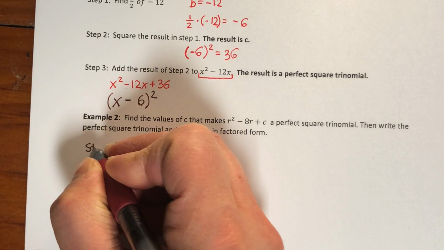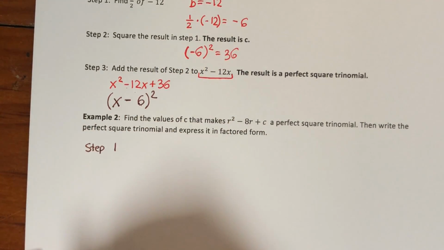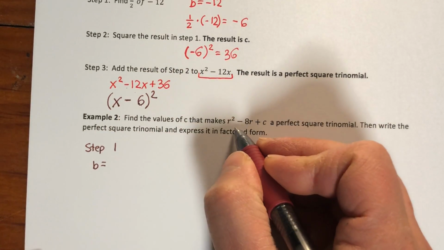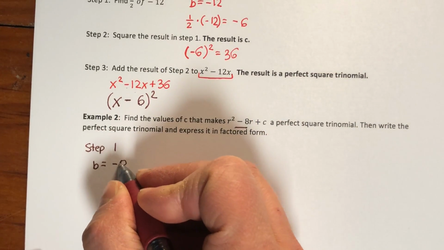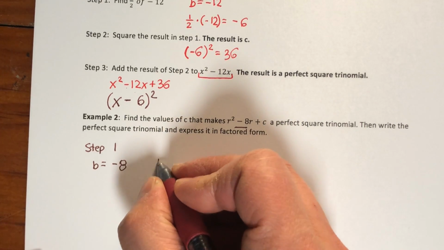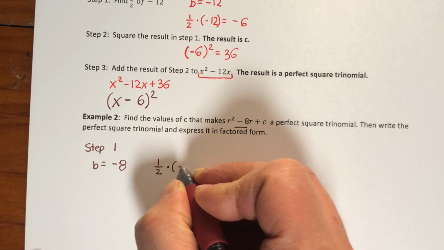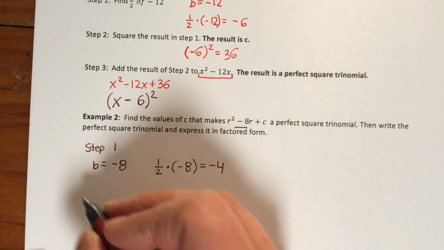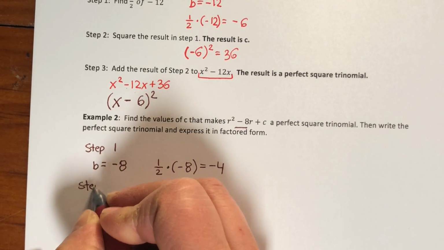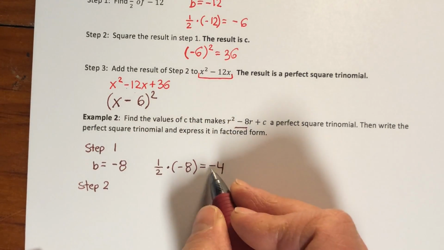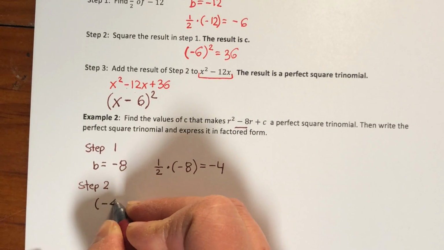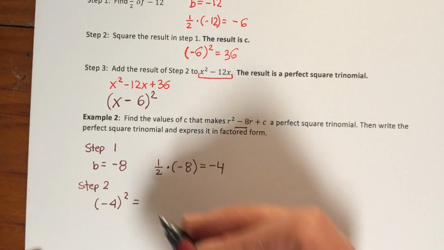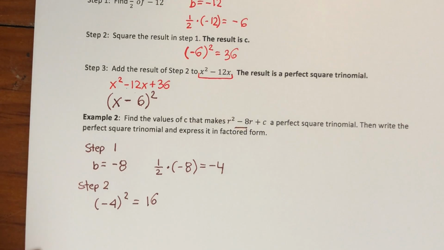So step 1. We want to make sure we list what b is. And for this one, b is negative 8. And then the first step tells us find 1/2 of that number, in our case negative 8, and we know that that is equivalent to negative 4. Step 2, take whatever number we got, so in our case this is negative 4, and square it. If we take negative 4 and multiply it by negative 4, we are going to get positive 16.